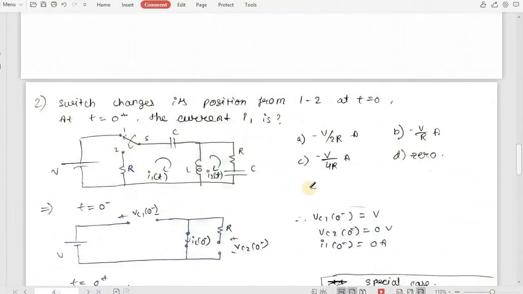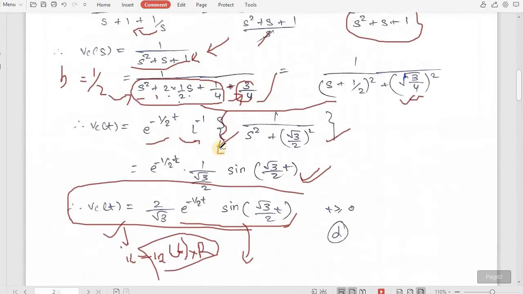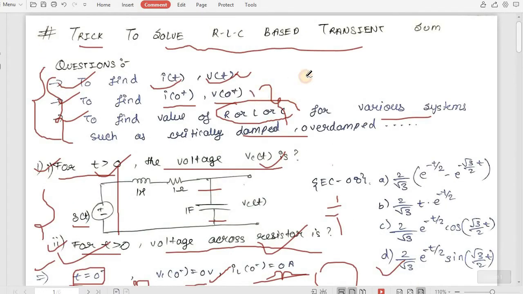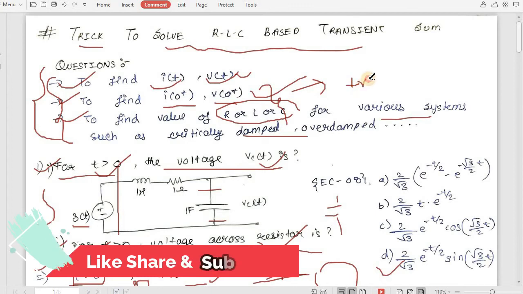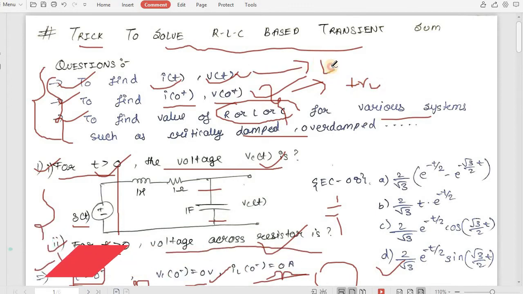The second sum is from EC 2003. The switch changes its position from 1 to 2 at t equals 0, and we have to calculate I1 at t equals 0. This is the second type of problem, where we have to calculate I of 0 plus or V of 0 plus. In this we are going to use the transient procedure only. In the first type we used Laplace transform as we had no other option, because for higher order sums, for order greater than 1, we can't use transient. We have to go by Laplace.